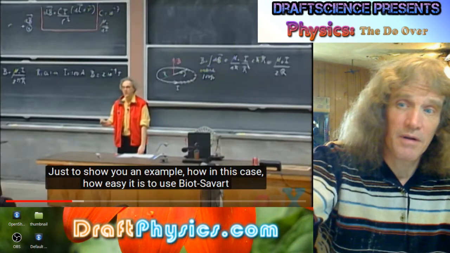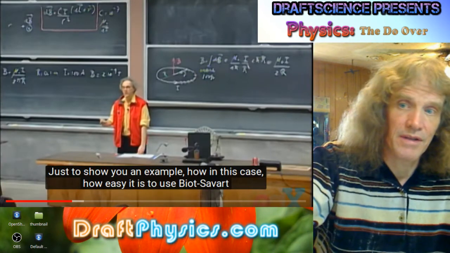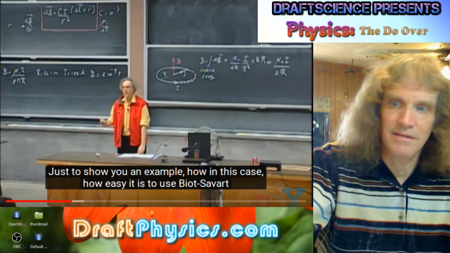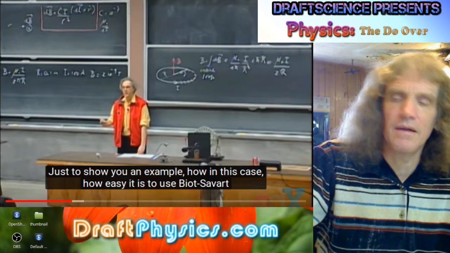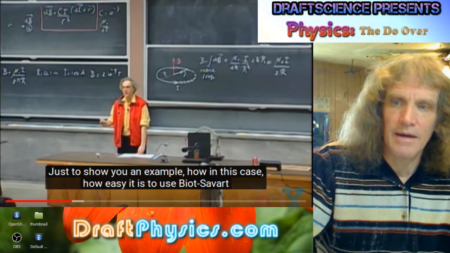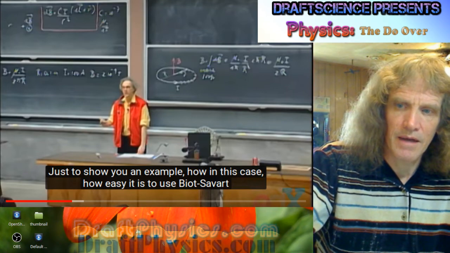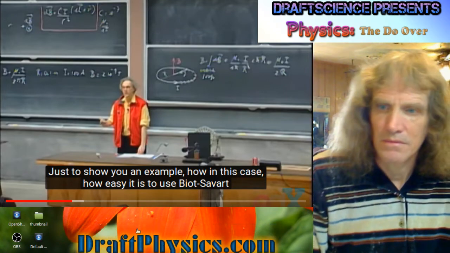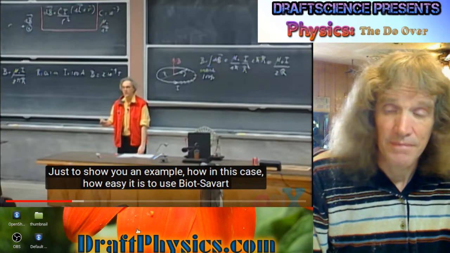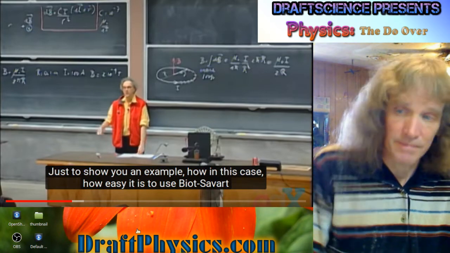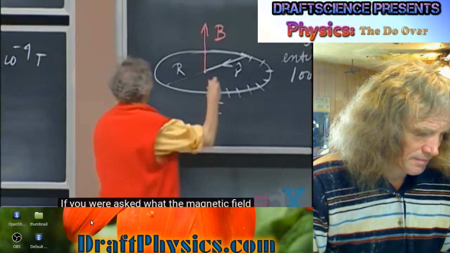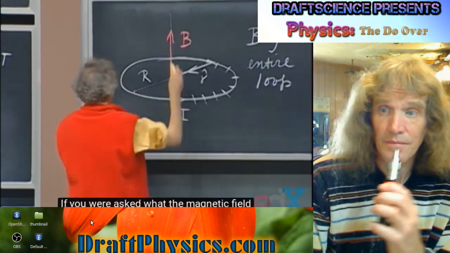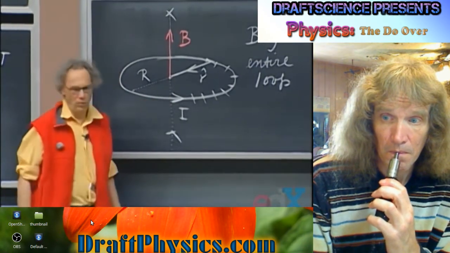So now you just have the permittivity of space times the amount of current, so it's a constant times the current, and the constant is a small number, and divided by r. Well, anyway, continuing. It is to use Biot-Savart and calculate the magnetic field right at the center. If you were asked what the magnetic field was here or there, that would be also relatively easy.